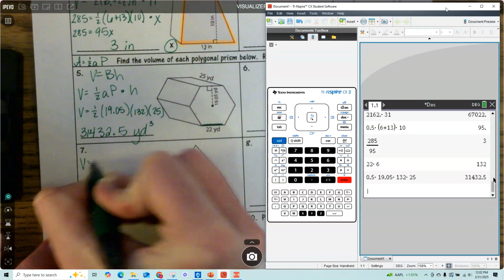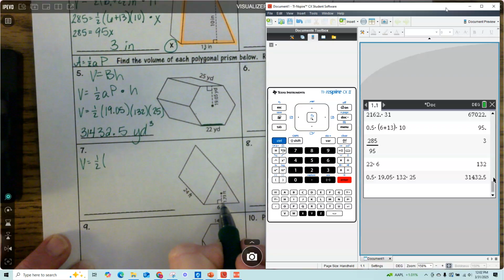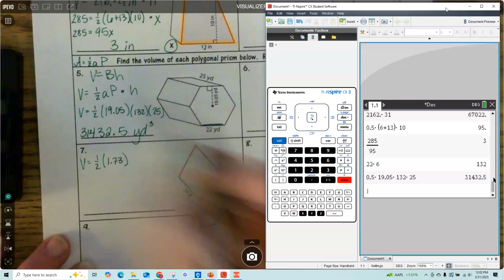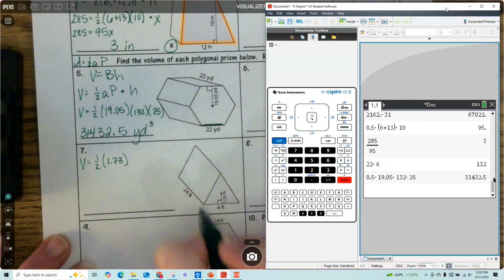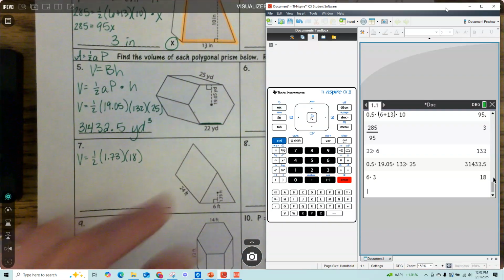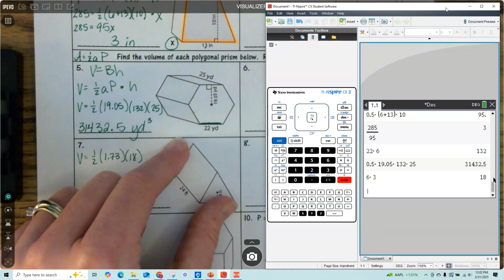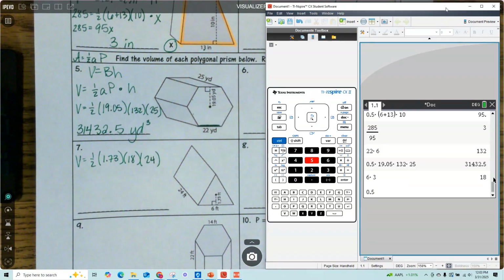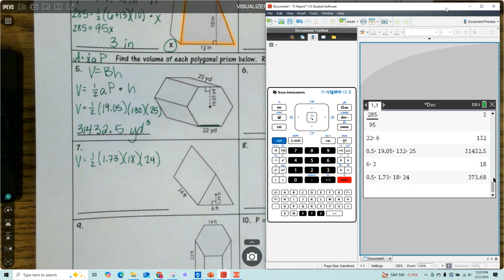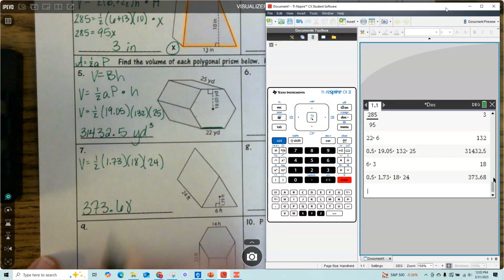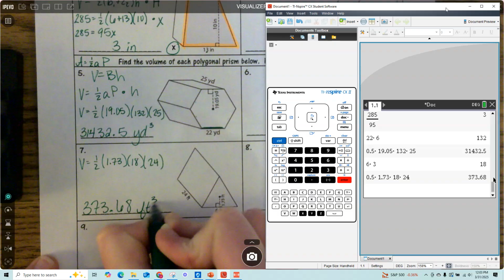Okay. So the apothem is 1.73. Big P's the perimeter. So if one side is 6, a triangle has 3 sides. So the perimeter is going to be 18. And then the height from base to base is going to be 24. Plug it all in at once. And this one, we don't have to do any rounding. It's right where we need it to be. And then feet cubed.